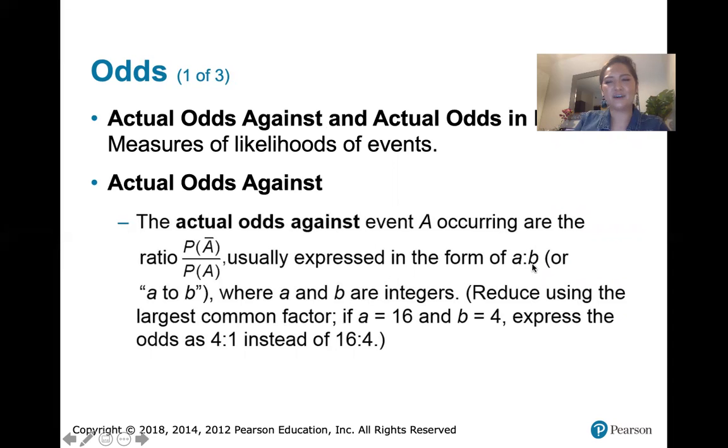So we've got the ratio of A to B, or sometimes we'll read it A to B, where A and B are integers. Now we tend to reduce that. If A happened to be 16 and B happened to be 4, rather than saying that we've got actual odds against event A occurring as 16 to 4, we'd simplify, and 16 divided by 4 is 4. So we would express the actual odds against A happening as 4 to 1.